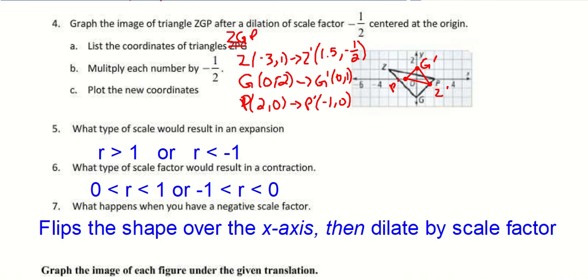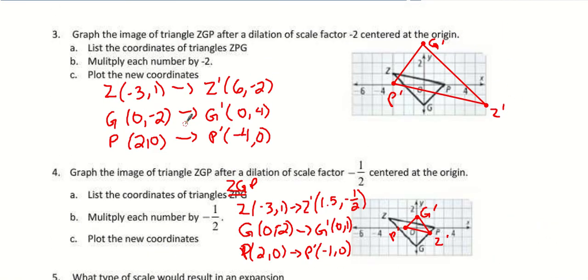Okay, so for the first one, we started with the same coordinates, -3, 1, 0, -2, and 2, 0. And we're ending up with 6, -2, 0, 4, and -4, 0, because we're multiplying by -2. So remember, we flipped our shape upside down, and then we made it dilate. Or we could say we dilated first and flipped it upside down.